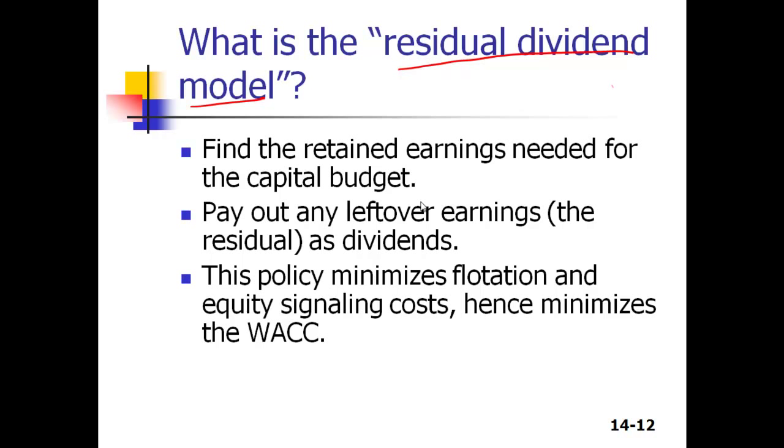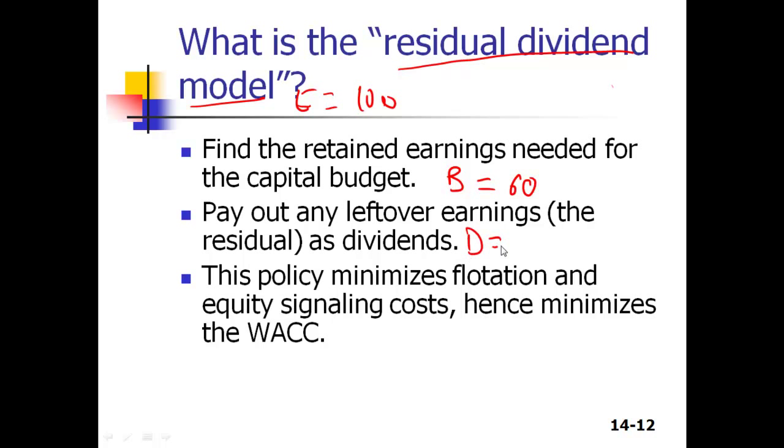Okay, so here is the bottom line. Find the retained earnings needed for the capital budget. Let's say a company makes earnings equal to 100. And let's say that for your capital budgeting, for your projects, you need 60. What's the residue? 40. Pay that out as dividends. That's the residual dividend policy.